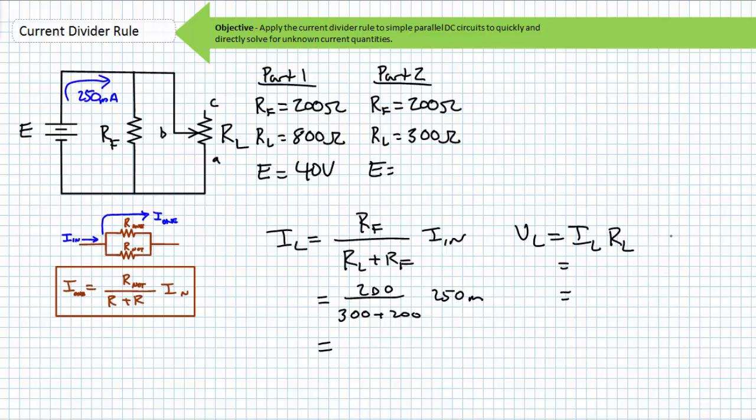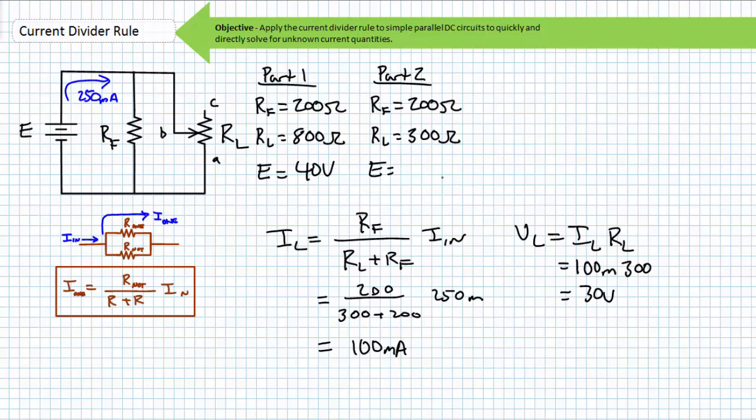We'll follow a similar methodology to solve for the unknown source magnitude when RL equals 300 ohms in part 2, where IL equals RF divided by RL plus RF times the incoming current. Substituting in the necessary values, we find IL to be 100 milliamperes. Given known current of 100 milliamperes is traveling through the known load resistance of 300 ohms, we can use Ohm's law to solve for the voltage across it. VL equals IL times RL. Substituting in the necessary values, we find VL to be equal to 30 volts.